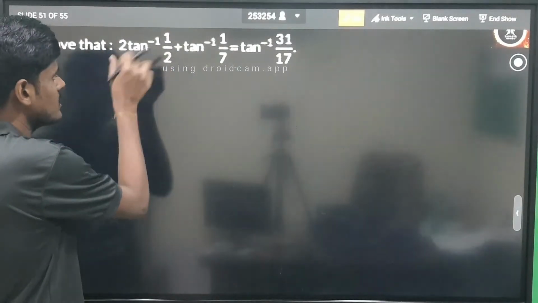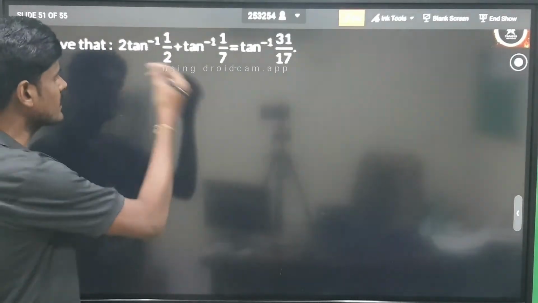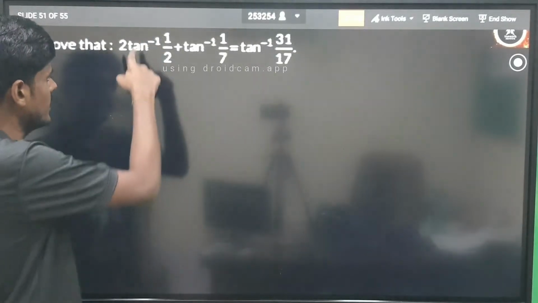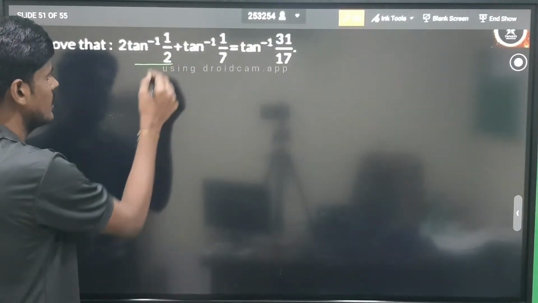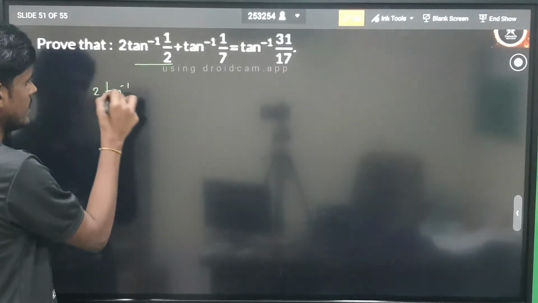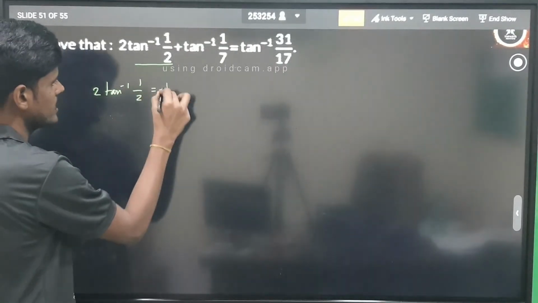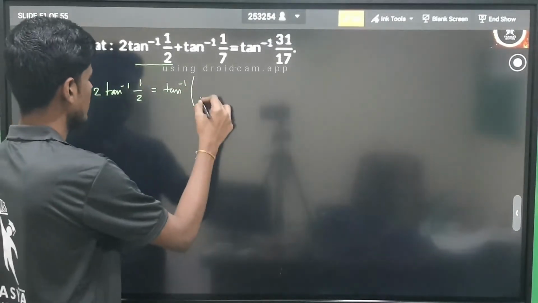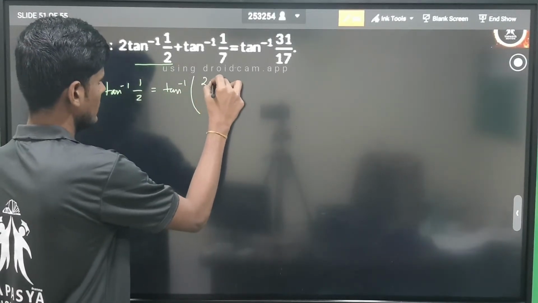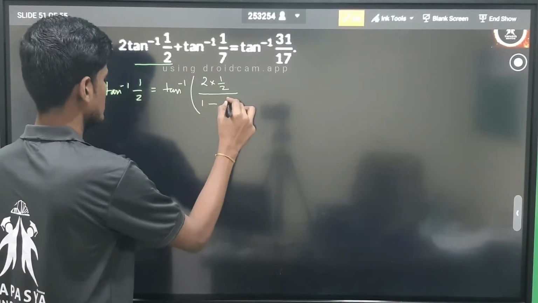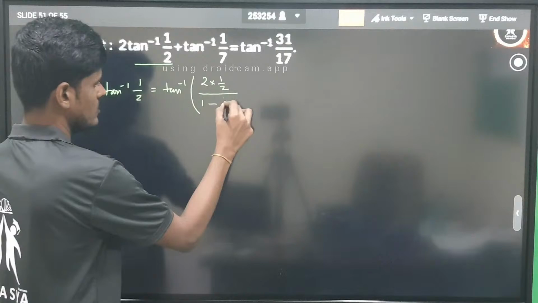First we need to write this 2 tan inverse x in terms of a single tan inverse. We can't have any scalar multiple here, so we need to convert this first. What is 2 tan inverse 1 by 2? 2 tan inverse x is equal to tan inverse of 2x divided by 1 minus x square, that is 1 by 4.